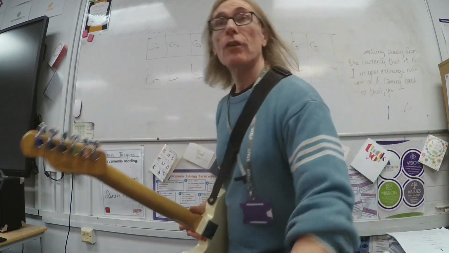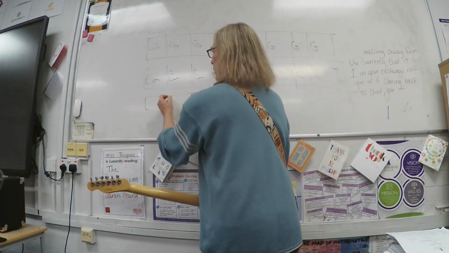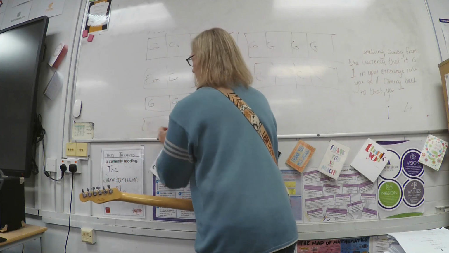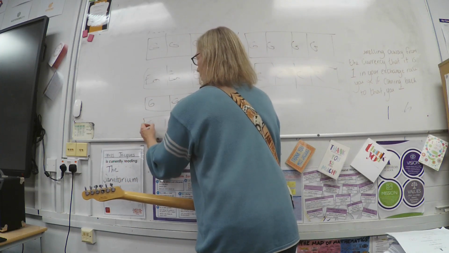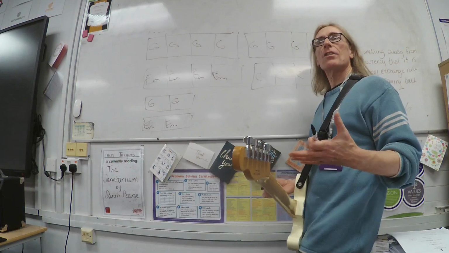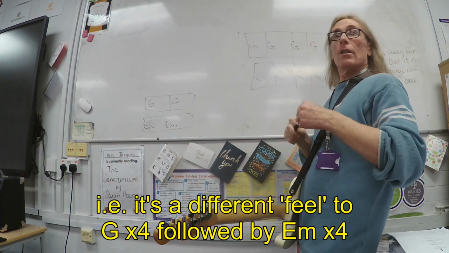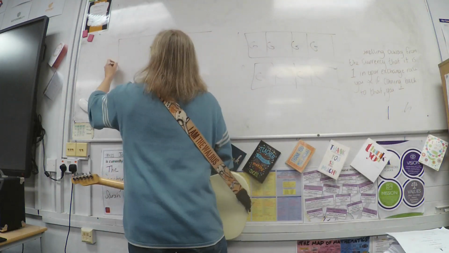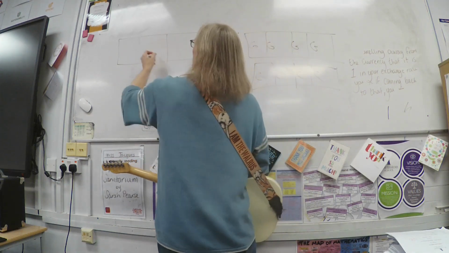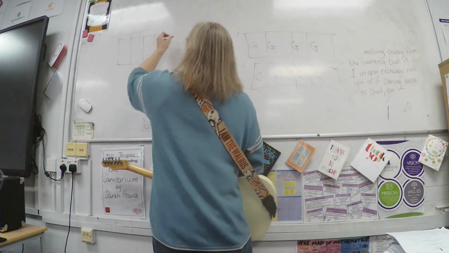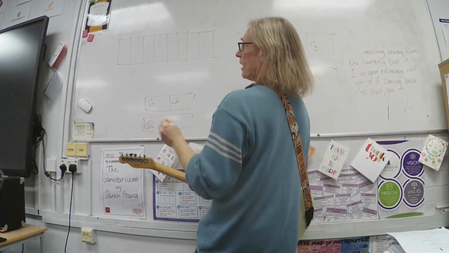Because if, after you've done that, you change it to 2 G's and 2 E minors, it's got a different feel. We can do another diagram. If we say we're going to do 4 G's, 4 E minors, so we do that, and then we put them all in a row, okay?